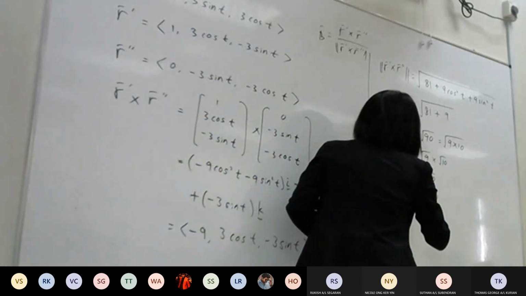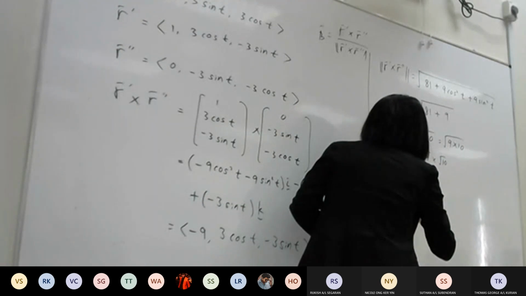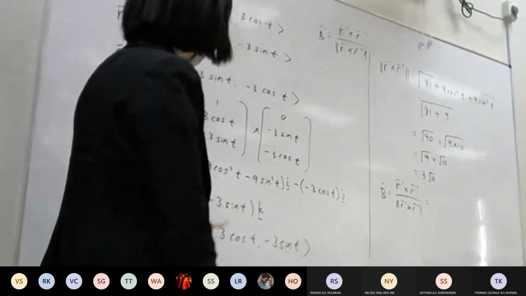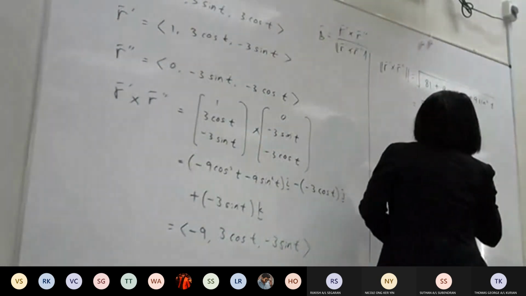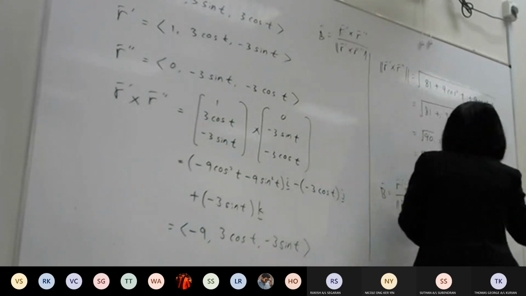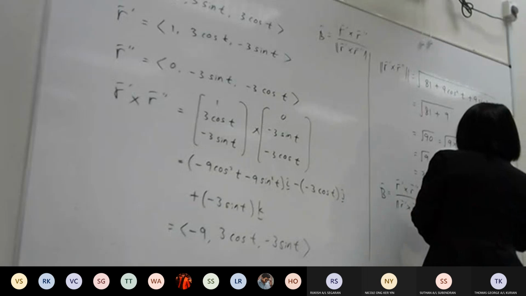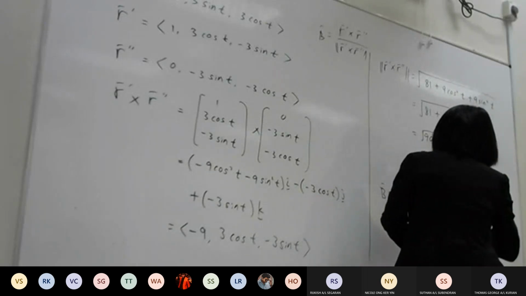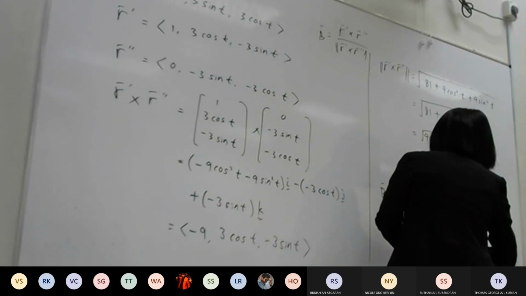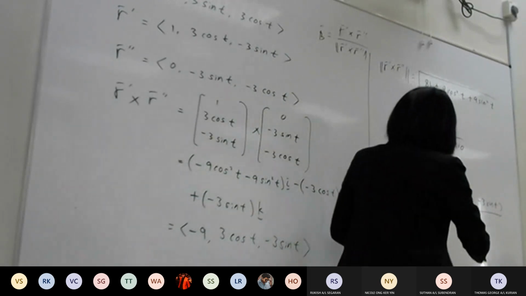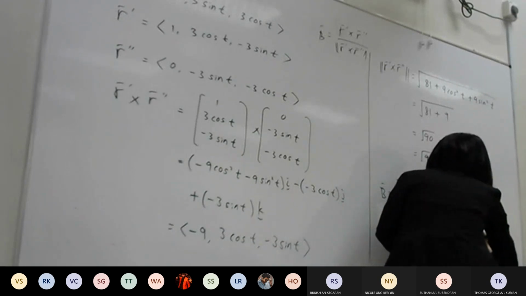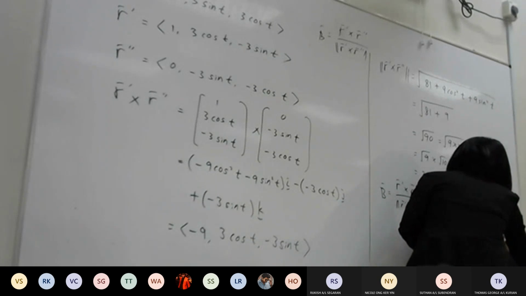Then we can find B now. B is the cross product divided by its magnitude. So we have -9 3 cos t, -3 sin t, divided by 3 sec 10. Divided by 3, we get -3 cos t, -sin t.